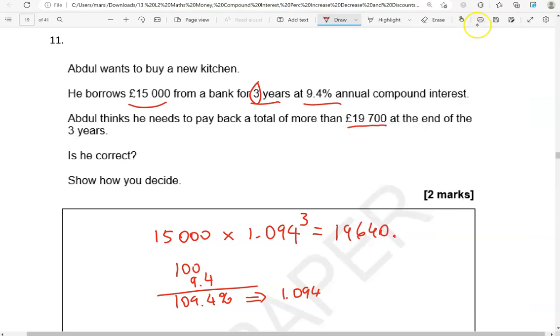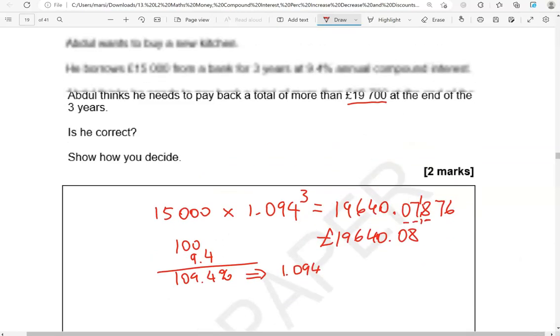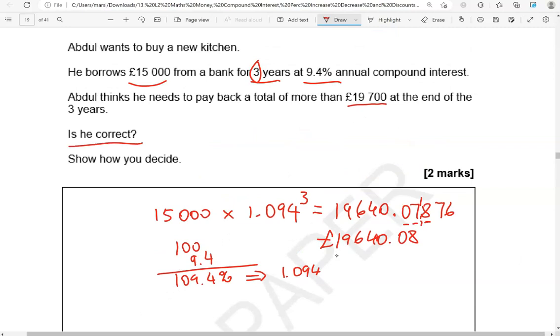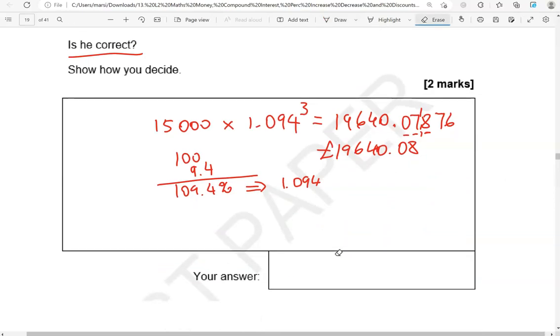that is 19,640.07876. So this is £19,640 and 8 pence, because we've got to write 2 decimal places, and because of the 8 there, we've got to round up. So is he correct is the question. No, it's not more than 19,700. It's actually less. So that's why we're going to say no here.